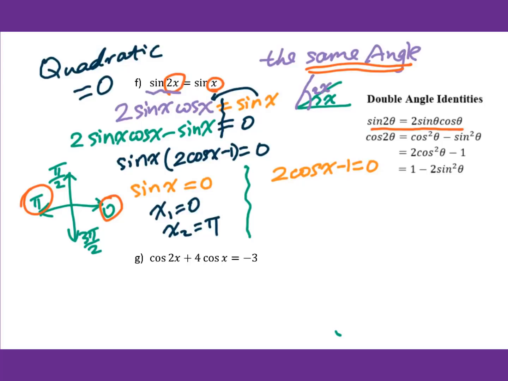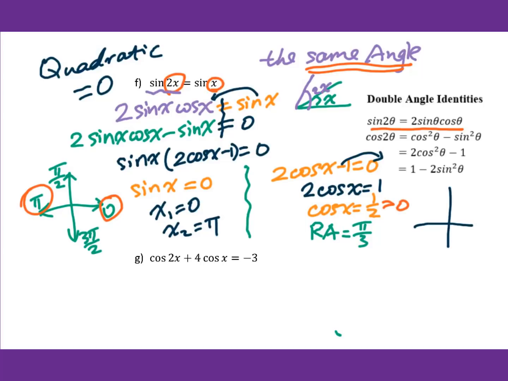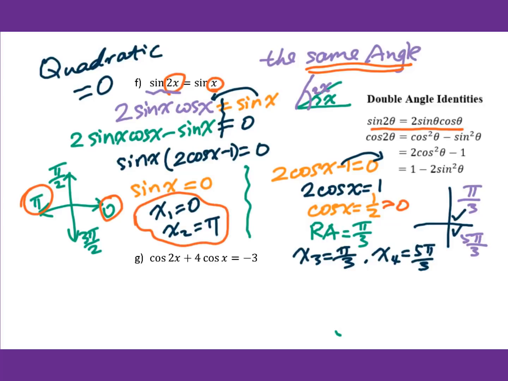For the second one, I need to add 1 to both sides. So 2 cosine x equals 1, and cosine x equals 1 over 2. We know the reference angle is pi over 3. Since cosine is positive, we go to the first and fourth quadrants. So we got pi over 3 and this is 5 pi over 3. Therefore, you got x3 equals pi over 3 and x4 equals 5 pi over 3. So this will be the solution for x between 0 to 2 pi.